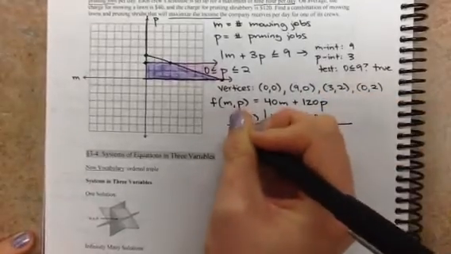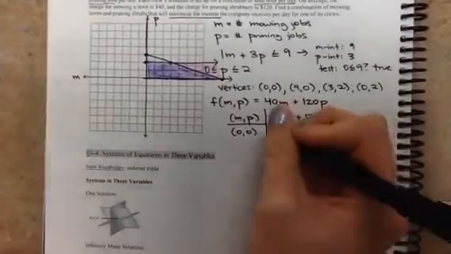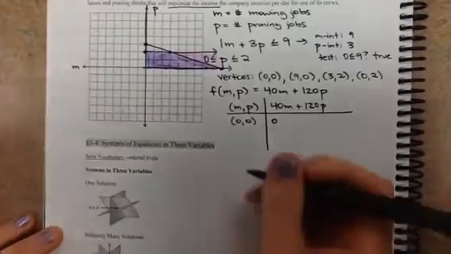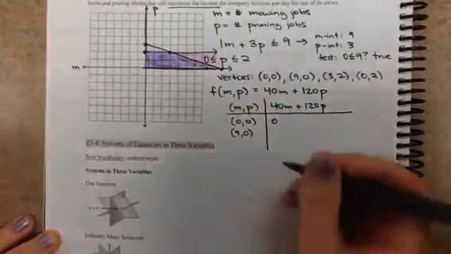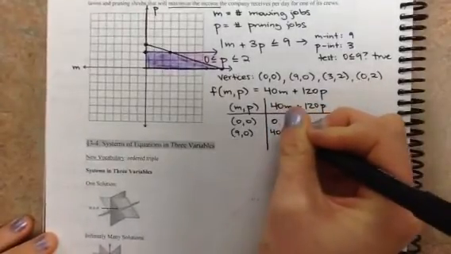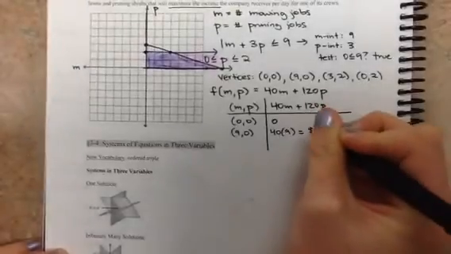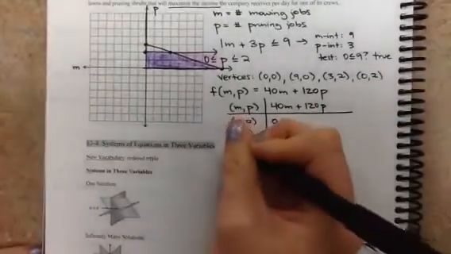Okay, so first vertex is 0, 0. If they don't do any work, they're not going to make any money. We know that. So that's not going to maximize the income, that's for sure. Okay, 9, 0, 9 mowing jobs, 0 pruning jobs. We can plug that in. So 40 times 9 means they're making $360. Not great. Okay, let's plug in 3, 2.